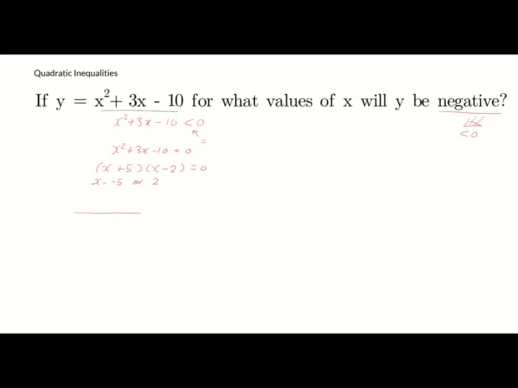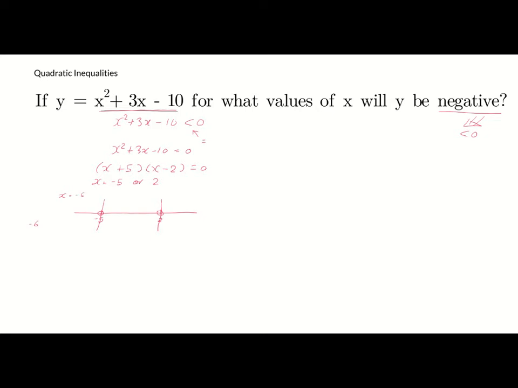So what we've established is this quadratic x squared plus 3x minus 10 is equal to 0 at x equals negative 5 and x equals 2. So here it's equal to 0 and it's equal to 0 here. What we are interested in then is what happens in the other parts. So when x is less than negative 5, between negative 5 and 2, and when x is greater than 2. So what we could do then is substitute a value of x less than negative 5, like negative 6.